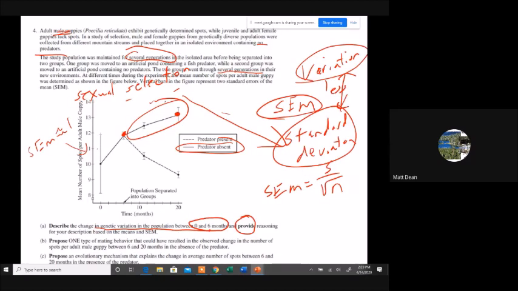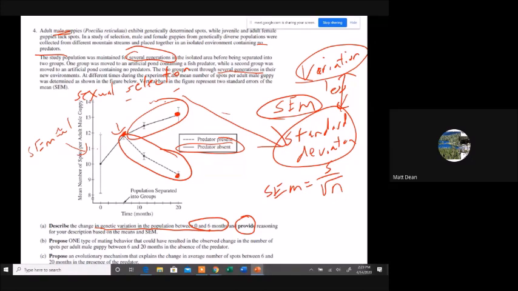And then the second one, propose an evolutionary mechanism that best explains the change in average number of spots between 6 and 20 months in the presence of the predator. That's this part of the graph. And again, we're going from a mean number of spots of close to 12 all the way down to about 9.5 here. So the mean number of spots is dropping very quickly.